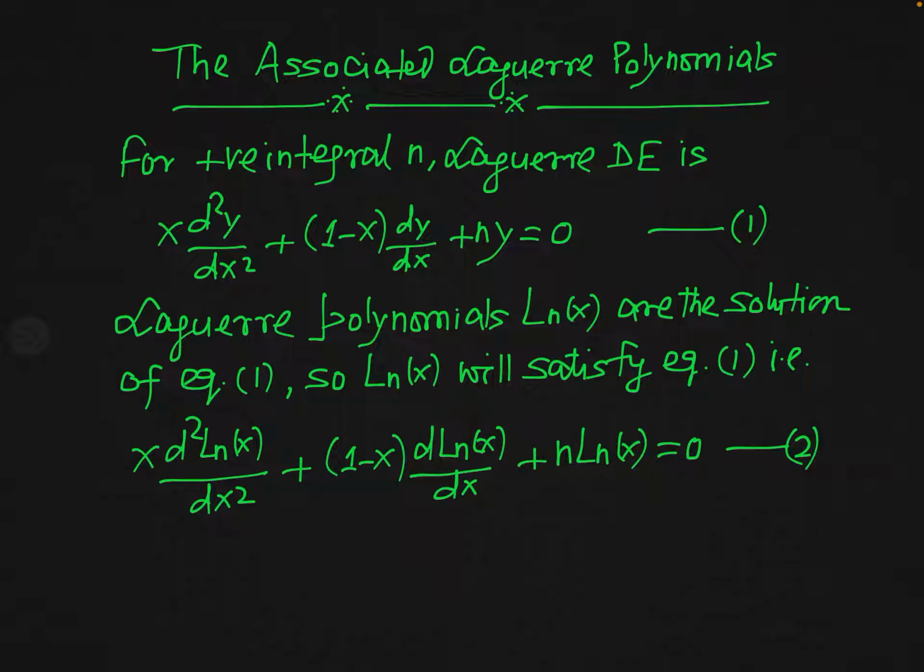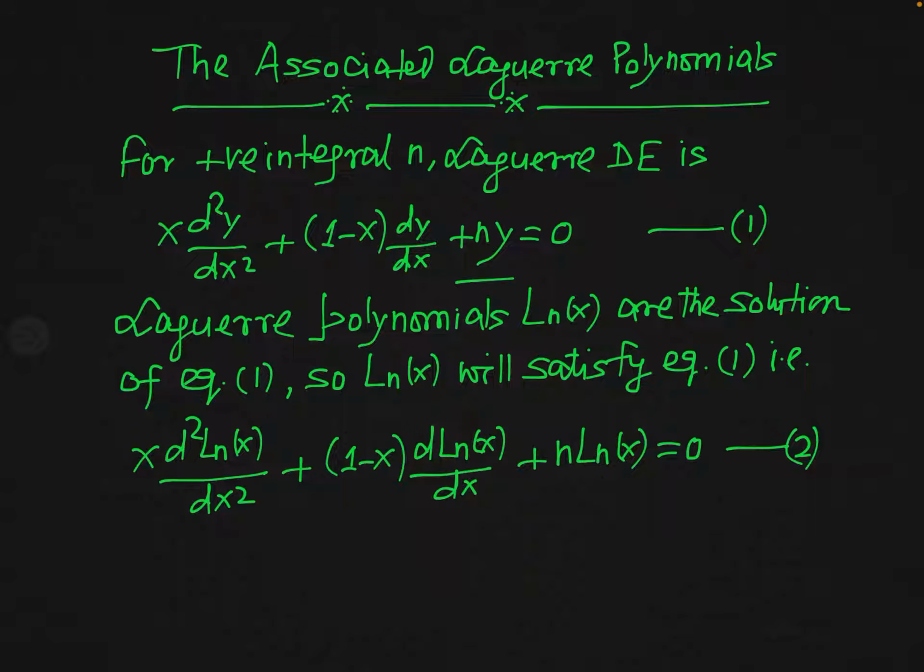So to know the associated Laguerre polynomials, let us start with the Laguerre differential equation for a positive integral n. And you know, for a positive integral n, Laguerre differential equation is this. This is x d2y dx square plus 1 minus x dy dx plus ny equal to 0. You know it. We have already discussed this equation in very detail and its solution too.